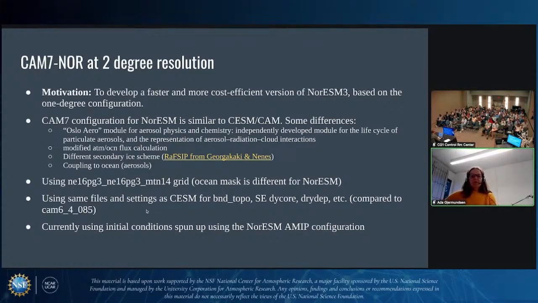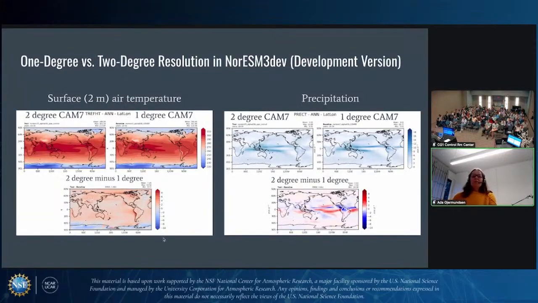And we're using the same files and settings as CESM for topography, spectral element core, dry deposition, and so on. So this is the tag, the CAM6_4_085 tag. When we start running it, we are not changing anything, having it exactly the same file names, namelists and parameter values as the 1 degree version.